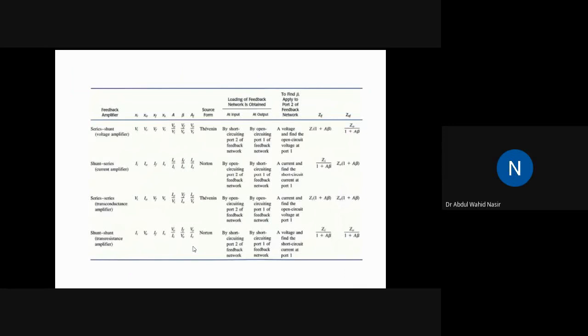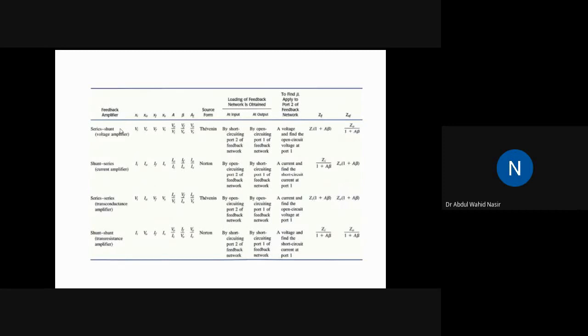This slide represents a summary of all the different types of topology. That means what the input signal is, what the output signal is, what the gain is, and how the output impedance and input impedance are affected. In all four topologies, it has been summarized in a single table. You can see here, the feedback amplifier series shunt.